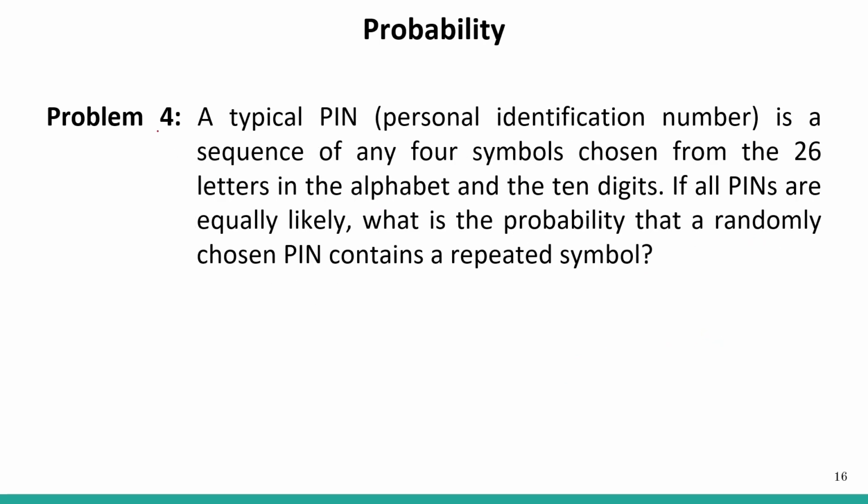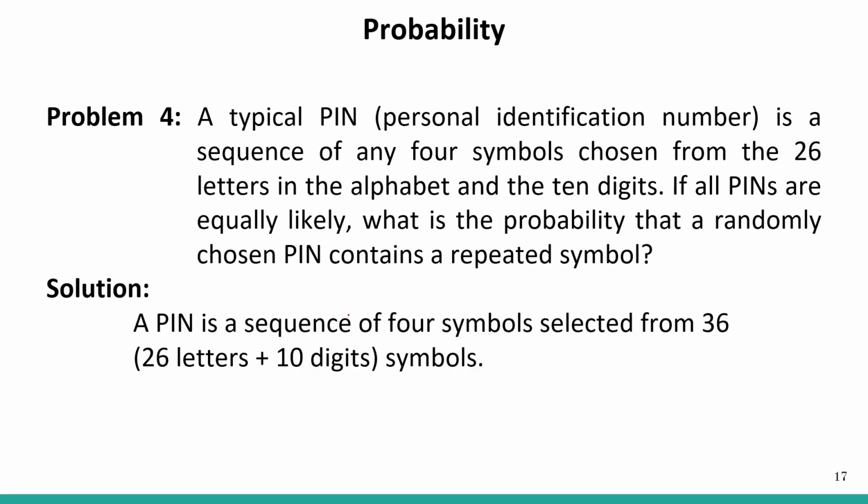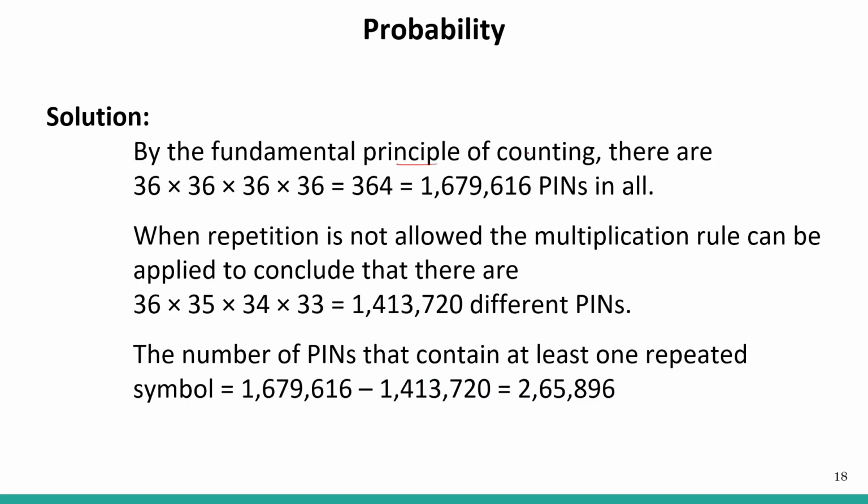Okay, so let's see problem number 4. A typical PIN, personal identification number, is a sequence of any 4 symbols chosen from 26 letters in the alphabet and the 10 digits. If all PINs are equally likely, what is the probability that a randomly chosen PIN contains a repeated symbol? A PIN is a sequence of 4 symbols selected from 36, that is 26 letters and 10 digit symbols. By the fundamental principle of counting, there are 36 into 36 into 36 into 36, that is 36 to the power 4, so 1679616 PINs in all.